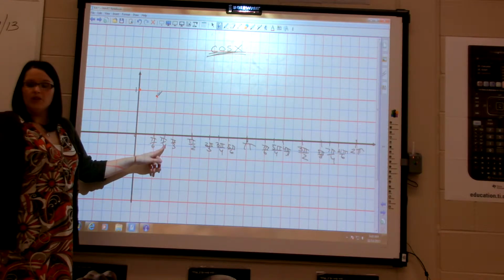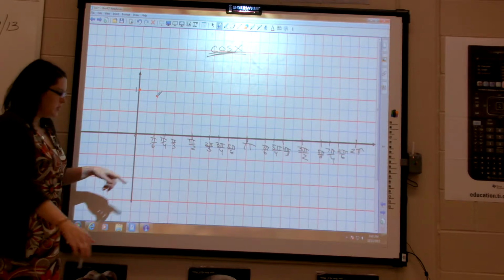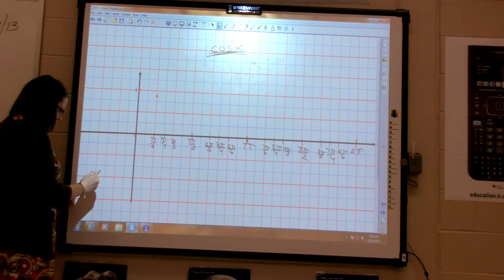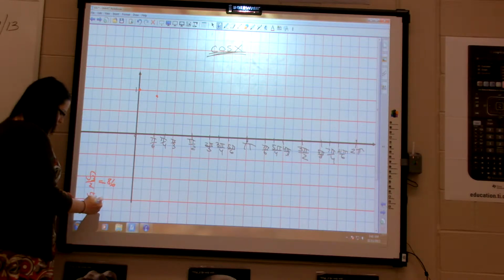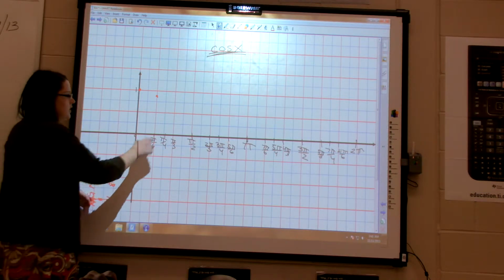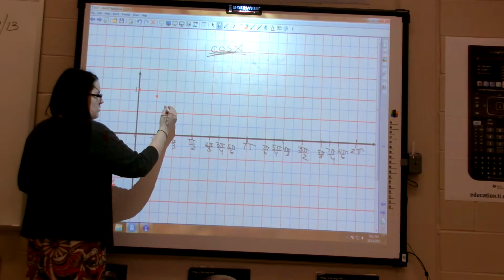At pi over 4, what is cosine? And I'm going to put over here so we don't have to find these values again. Square root of 3 is about 0.86, right? Square root of 2 over 2 is what? 0.707. It's about 0.7. Here's 0.75, so a little below.